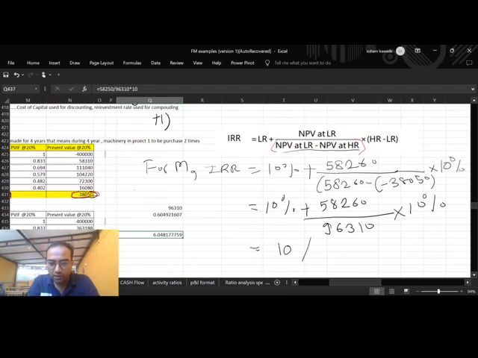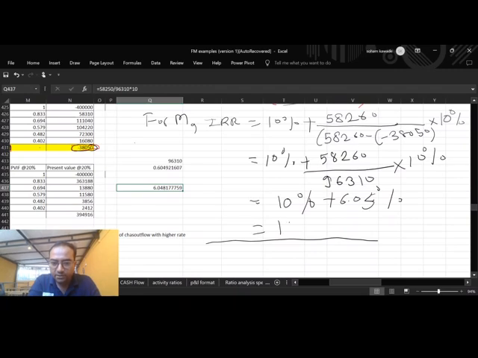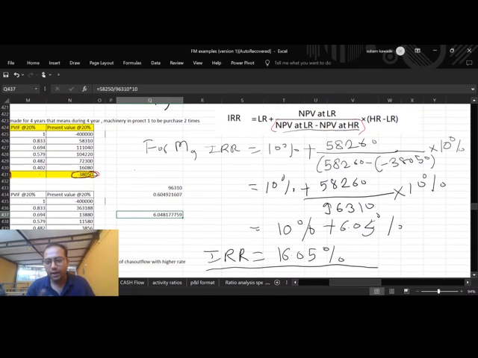So our IRR is, let us take 6.05 because it is 6.048%. So your IRR for project M is 16.05%. All right. So this is how we calculate IRR. This is the formula and this is how we calculate IRR.